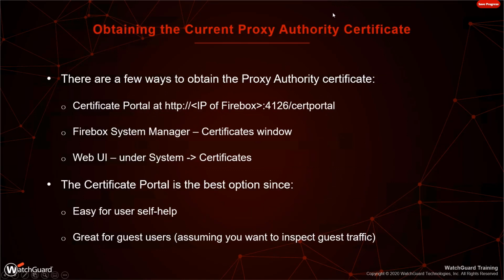So if you do decide to use the default Proxy Authority certificate that comes on the Firebox, there are three different places you can obtain this certificate for distribution. The first and probably easiest option is to go to the certificate portal. It is an HTTP site that is hosted on the Firebox on port 4126 with the URL path /certportal. When you go there, there's just a download button. There's nothing else, so it's very simple to obtain. You can also use the Firebox System Manager, download it through the Certificates window, and then the web UI also has the same menu where you can export that cert.